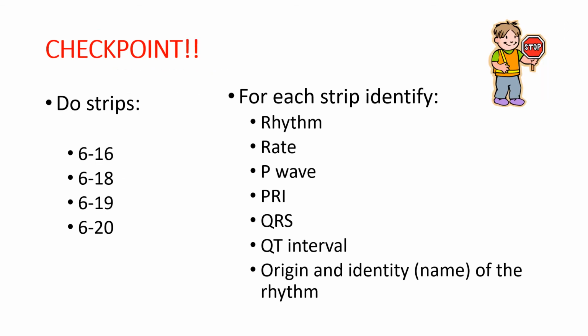So what I'm going to have you do is pause the video and do strips in your book 616, 618, 619, and 620. For each strip, determine the rhythm, the rate, identify the P wave, the PRI, QRS, and the QT interval, and then determine where the origin is, where it initiated the impulse, and identify the name of the rhythm. When you come back, we'll review all of the strips afterwards. So pause the video and work on that, and then start the video up again.